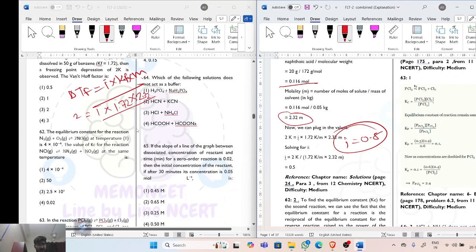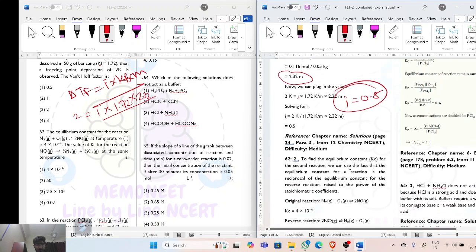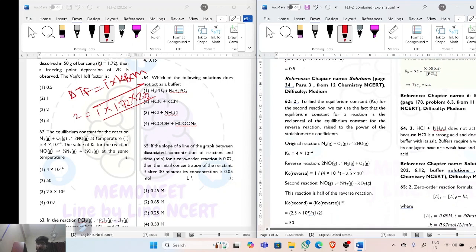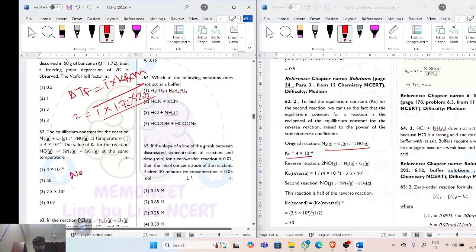Now comes question number 62. The equilibrium constant for the given reaction at temperature T is given. We have to find the value of Kc for its reverse reaction, with some change in the stoichiometric coefficients. Okay, so let's see. To find the equilibrium constant Kc for the second reaction, this is the original reaction and the Kc value is given. When we reverse the reaction, the new Kc is equal to 1 by Kc.